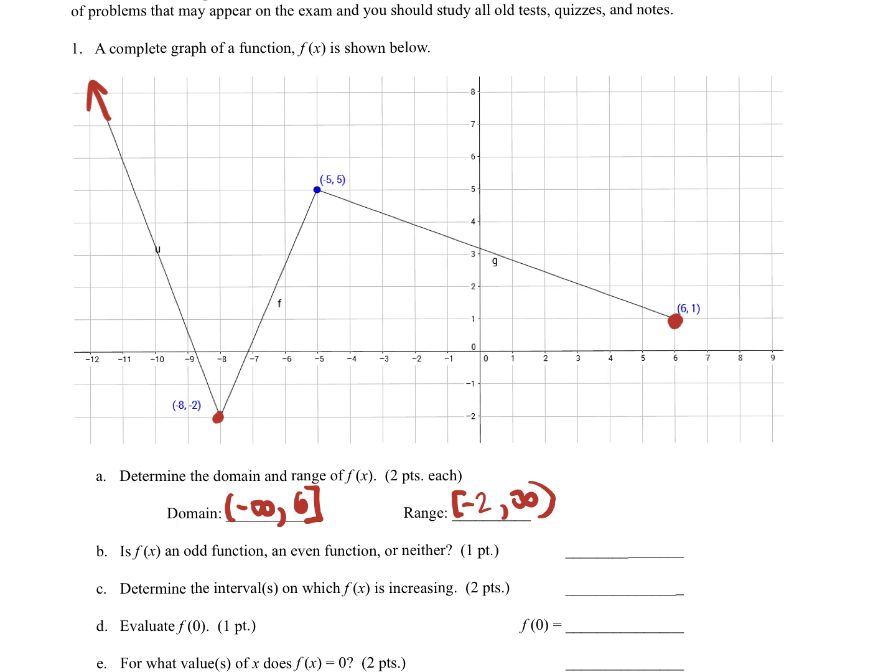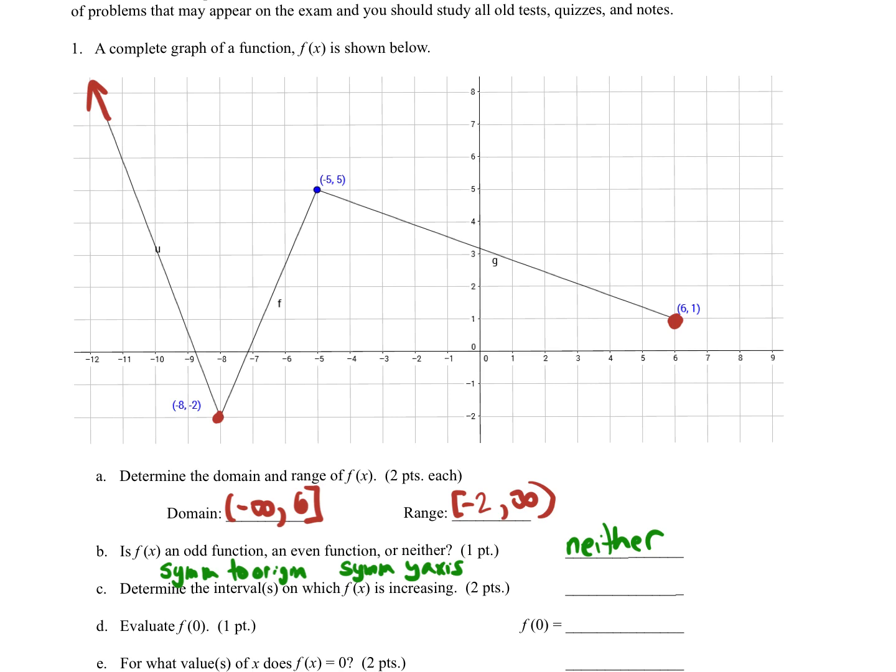Is this function odd, even, or neither? This one actually is a really easy question, believe it or not. It is neither. And the reason is odd functions are symmetric to the origin, and even functions are symmetric to the y-axis. And this function is neither. It doesn't have symmetry at all. So obviously that would be one we wouldn't count.